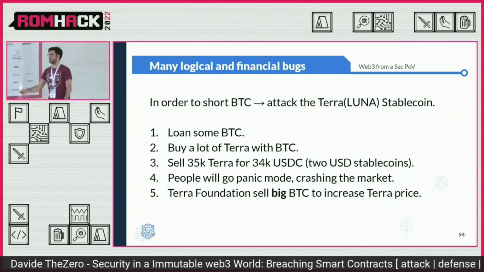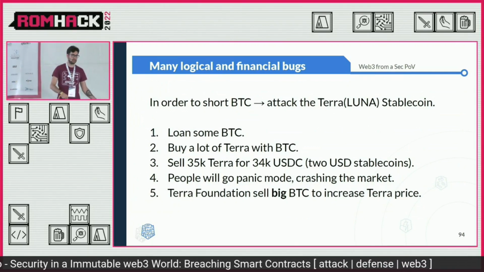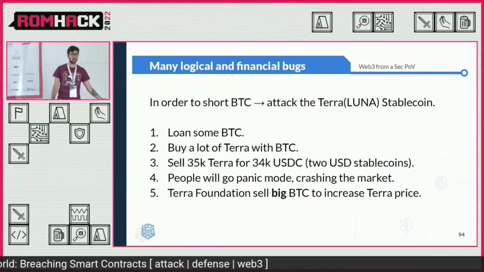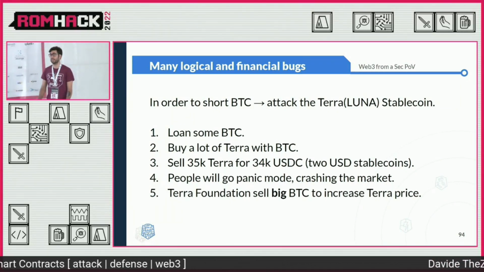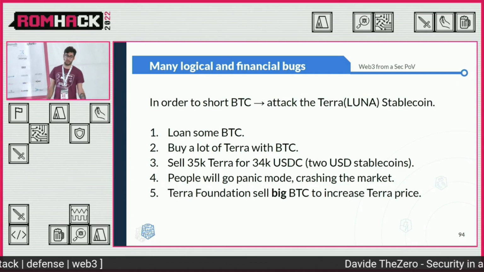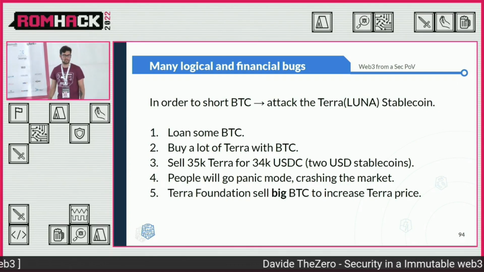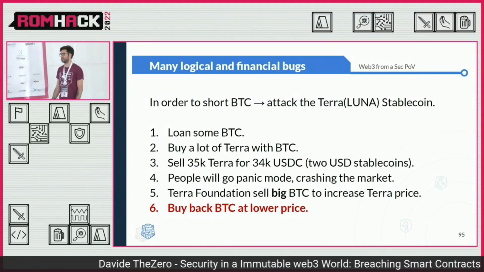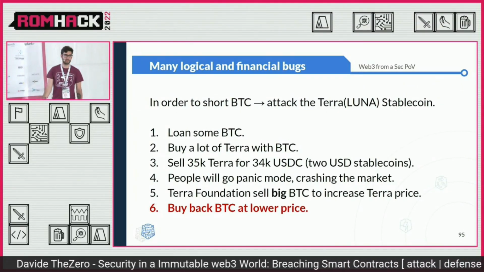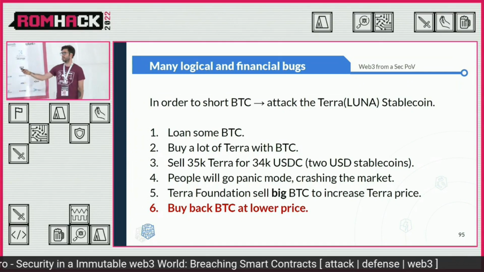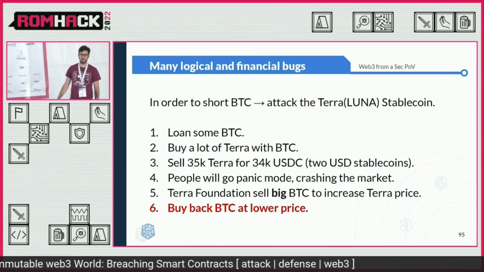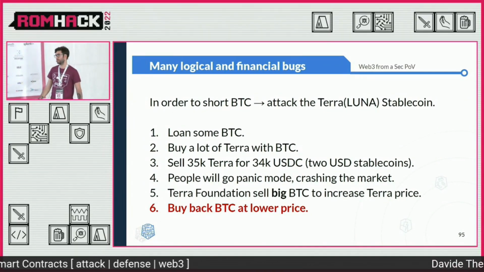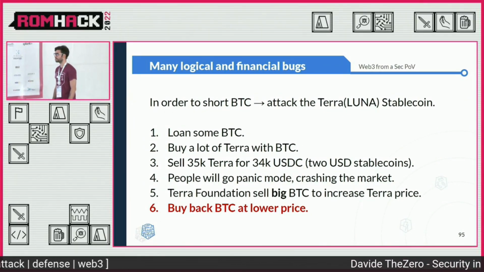And so the Terra Foundation, the developers behind the Terra stablecoin, started selling a big amount of Bitcoin in order to keep the price high and keep their reputation high. And at this point, the attacker simply sold everything and bought back Bitcoin at a much, much lower price. The attacker also closed the initial loan, making a big profit.